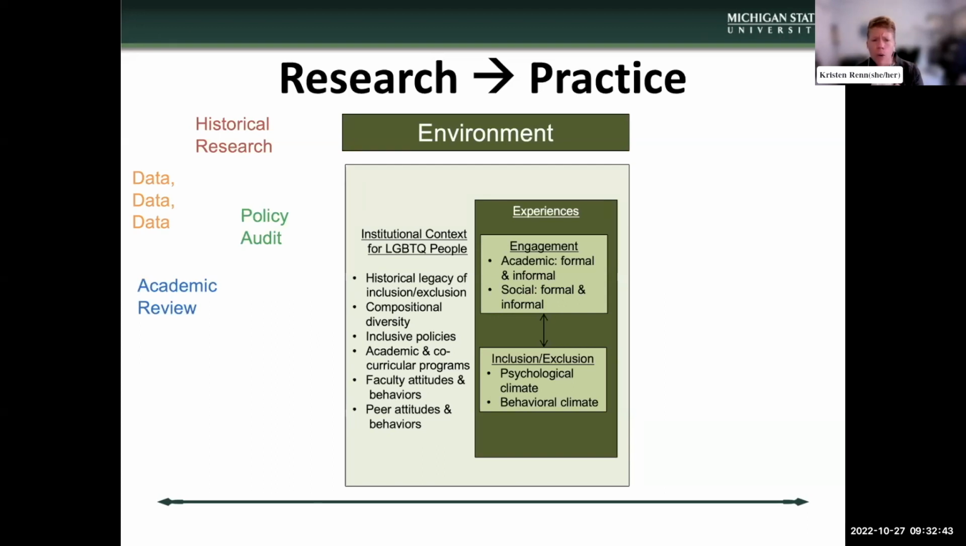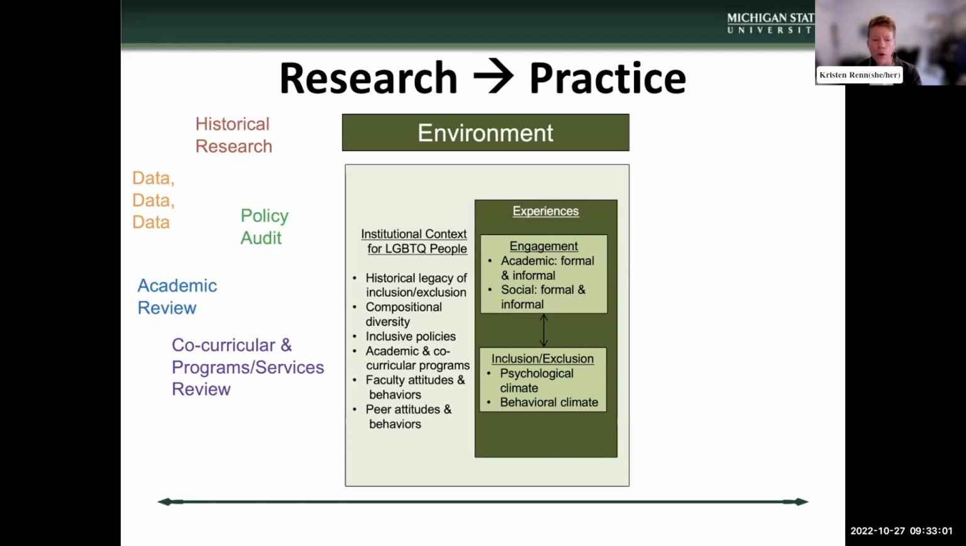Academic and co-curricular programs. So doing an academic review: where are students able to find 2S LGBTQ plus places to connect in the curriculum formally, whether it is coursework, but also within classes? Do we have a cluster of classes that we know students are going to have an option to take? What about these service learning courses? How do we do that?